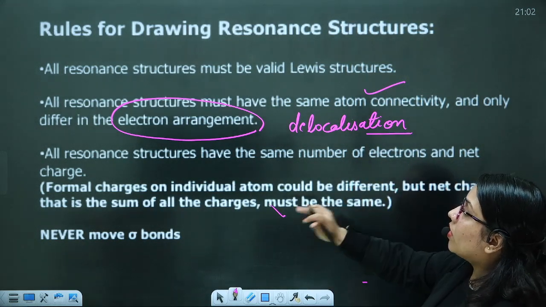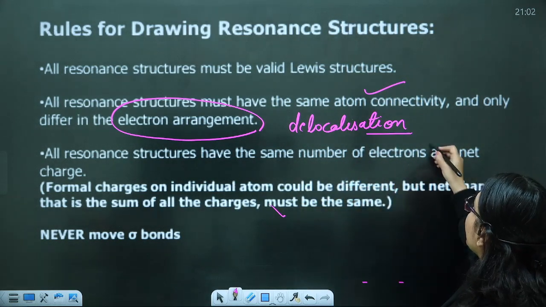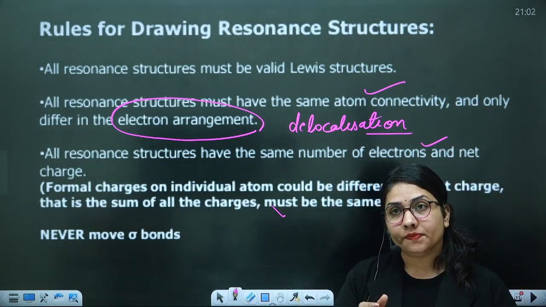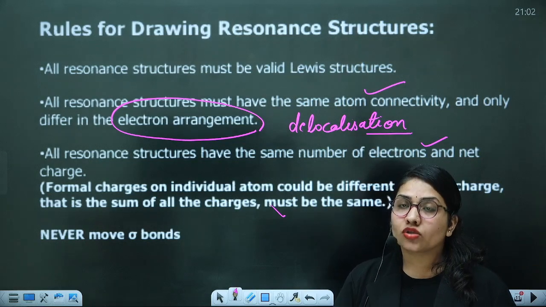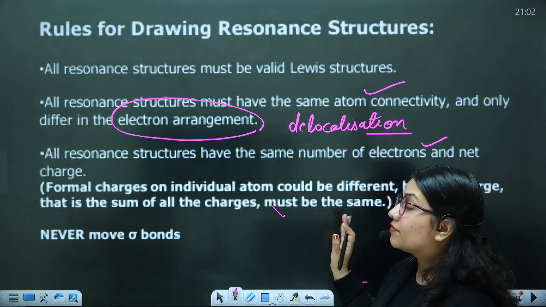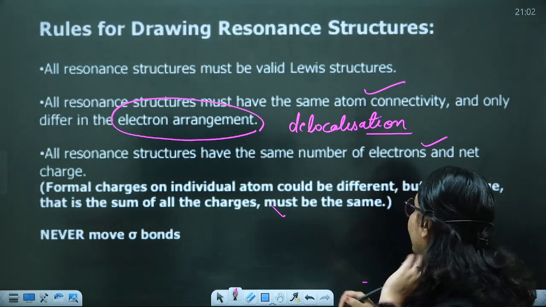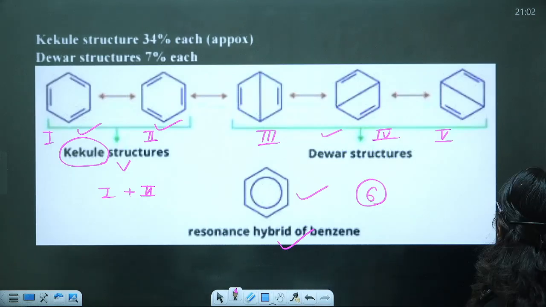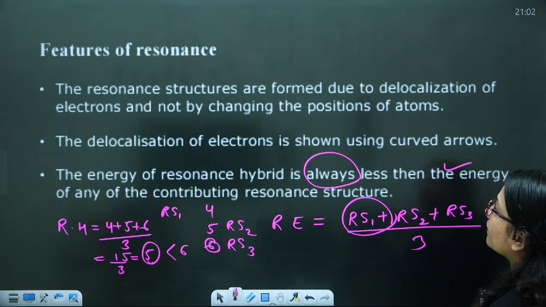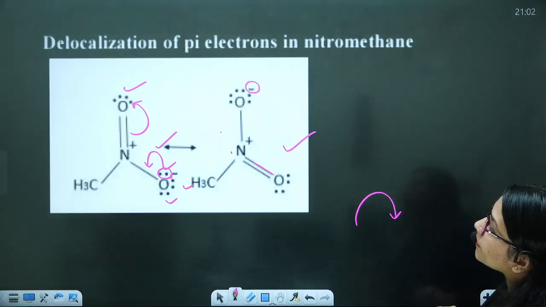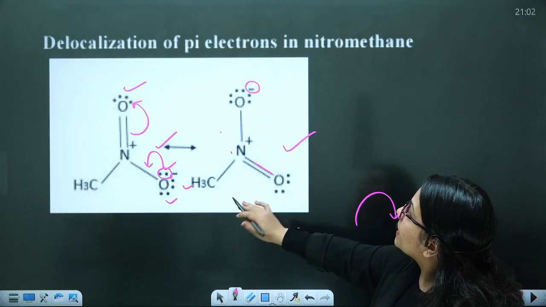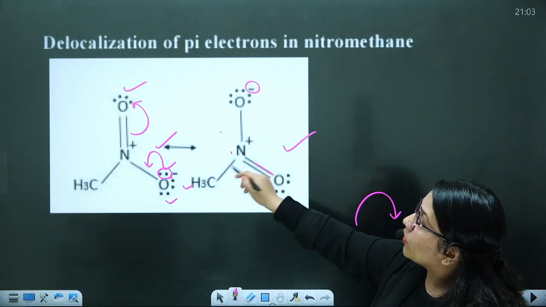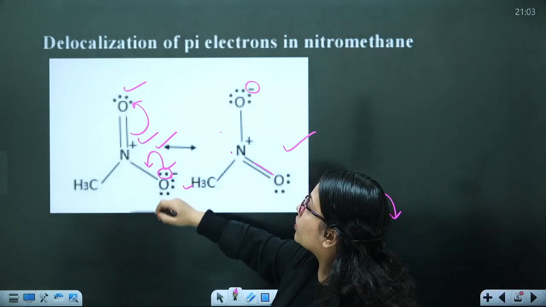All resonance structures have the same number of electrons and net charge. Net charge means that even if they have a combination of plus or minus, the total is the same. Let's move to one slide where we had that kind of example. Come here, you can see here the net charge will be the same. You are able to see the positive charge here.